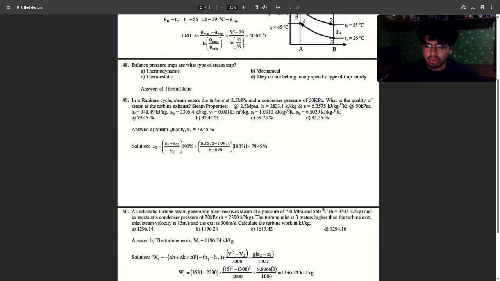So for this question, number 48, ang answer will be letter C, thermostatic. Why? Since ang thermostatic nag-open and close according to the temperature of the condensate. So gina-trap niya ang cold condensate: bellows contract, valve opens, and hot steam reaches the trap.